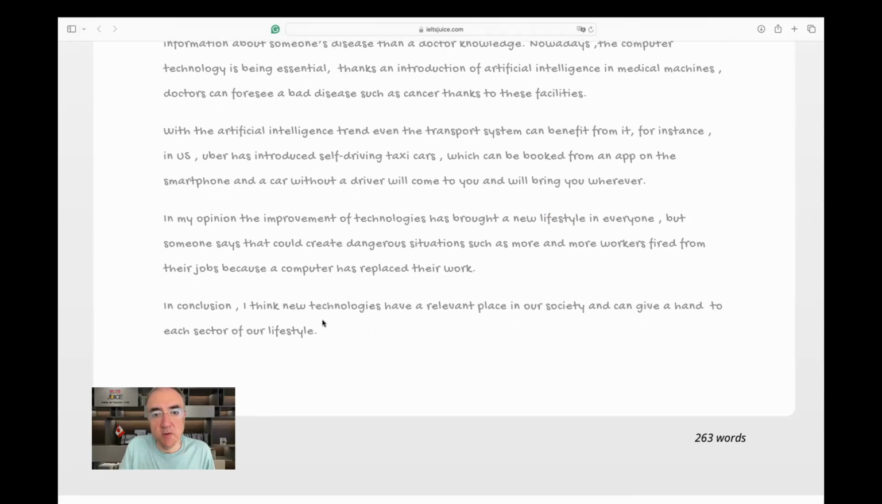In conclusion, I think new technologies have a relevant place in our society and can give a hand, good word, good structure, to each sector of our lifestyle. Yes, sector of our lives, or maybe help us improve our lifestyle. Lifestyle doesn't have sectors. Our lives have sectors. Lifestyle is very different. Like anyone's lifestyle is unique. So there are no defined sectors, but our lives are defined by sectors like work, family, hobbies.